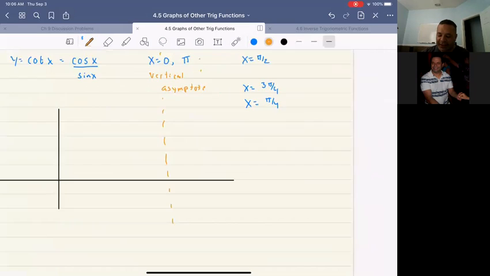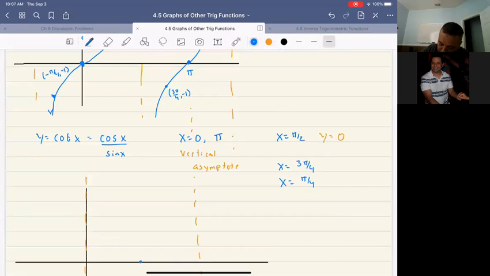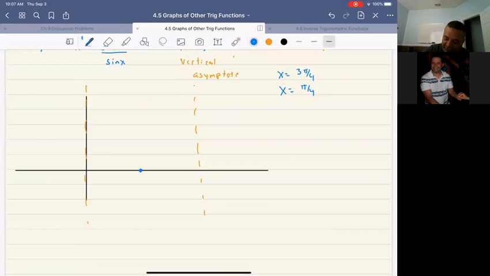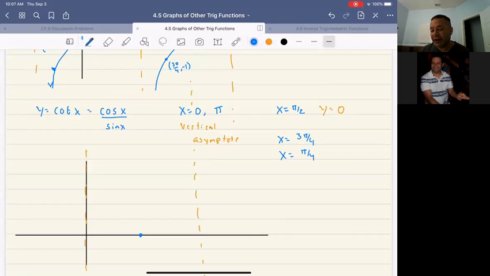Next, we're going to look at what happens at pi over 2. Well, cosine of pi over 2 is 0. Sine of pi over 2 equals 1. So cotangent equals 0 at pi over 2. So this point, pi over 2, 0, is going to be on the cotangent graph.